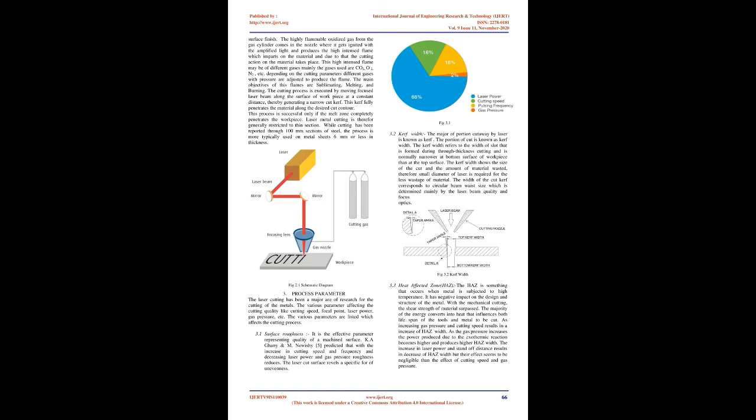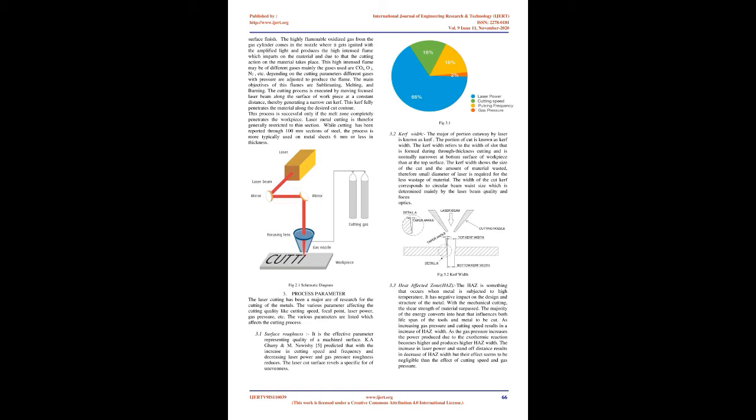The cutting process is executed by moving focused laser beam along the surface of workpiece at a constant distance, thereby generating a narrow cut kerf. This kerf fully penetrates the material along the desired cut contour. This process is successful only if the melt zone completely penetrates the workpiece. Laser metal cutting is therefore generally restricted to thin section. While cutting has been reported through 100 mm sections of steel, the process is more typically used on metal sheets 6 mm or less in thickness.